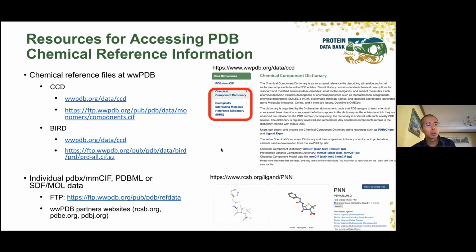You can download the entire CCD reference from wwPDB either through HTTP or FTP links. As you can see on the right side is a screenshot of where you find it, the CCD and the BIRD, and the same with the BIRD in a different format. You can also visit each individual definition of the small molecules at either our FTP or individual partners' websites from RCSB PDB, PDBe, and PDBj. On the right side is an example from RCSB on the ligand penicillin G.